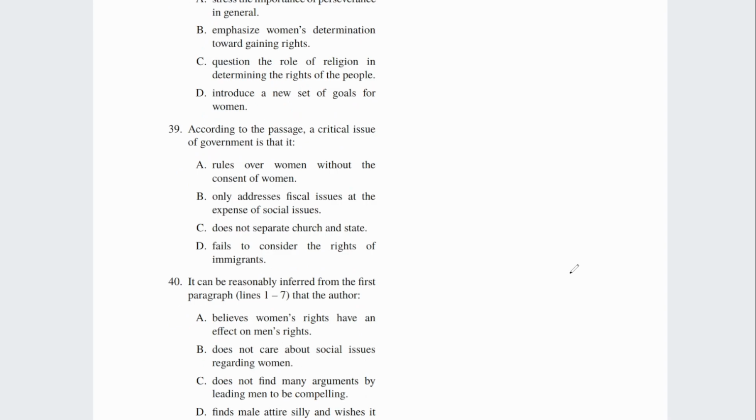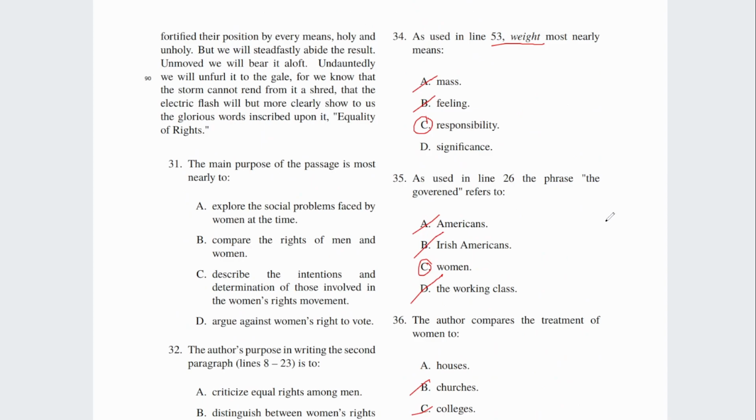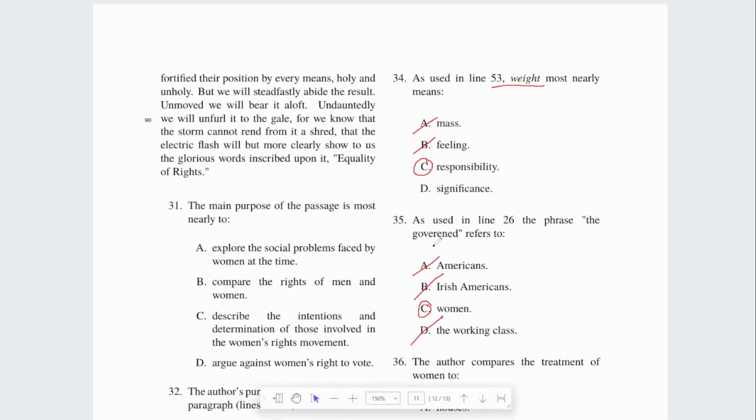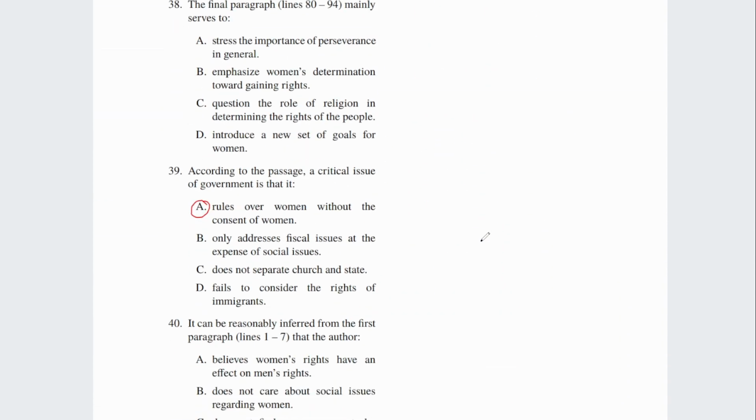And it seems like we have one more. According to the passage, a critical issue of the government is what we're looking for. A, rules over women without the consent of women. Aha! Well, we know this is true. Only rules over women without their consent. Because we understood question 35 and the phrase "the governed" in line 26, now we immediately have the answer to question 39. Pretty cool.